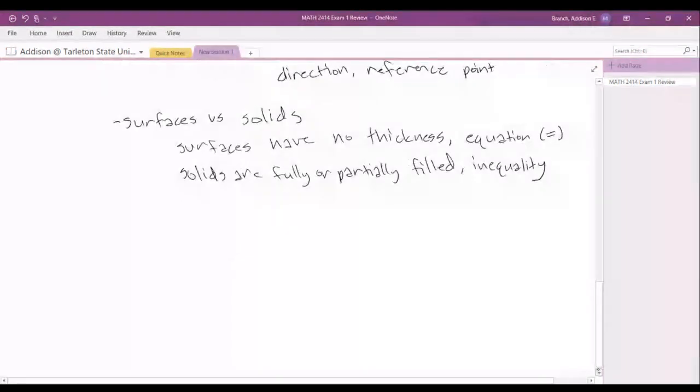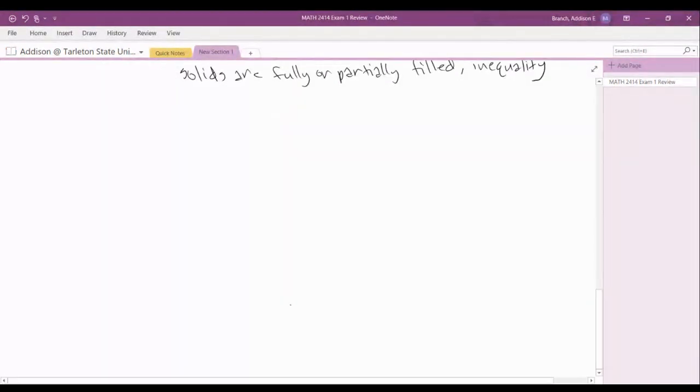So let's do an example. We want to graph and describe this graph: x squared plus z squared is less than or equal to 9.